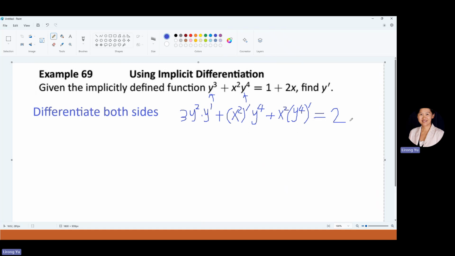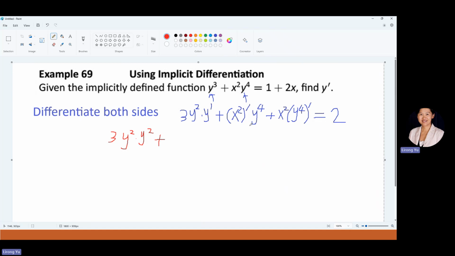So far we did some calculation, but we didn't finish all of it. Let's continue. This part we keep as 3y squared times y prime, plus, now in this step we have to find the derivative of x squared. The derivative of x squared is 2x. See, in this step we're not differentiating y to the fourth, so we don't have the extra y prime.